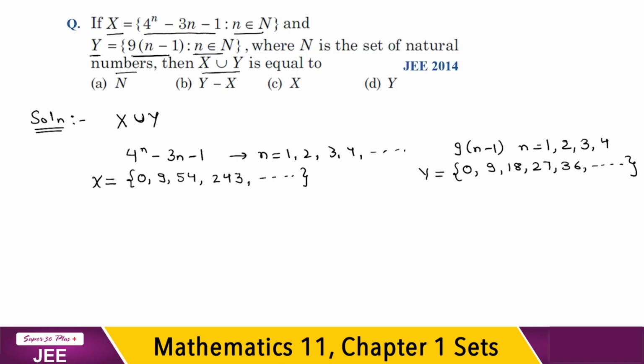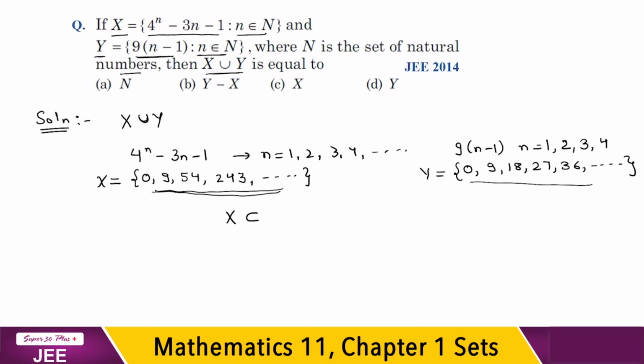Alright, I hope everybody must have been able to figure out set x and set y. Now one can see that all the elements of set x will be present in set y, because in set y we are getting multiples of 9 including a 0, and over here also we are getting multiples of 9, but not all the multiples of 9 are present in set x. So definitely set y will contain all the elements of set x. So we can say that x is a subset of y.